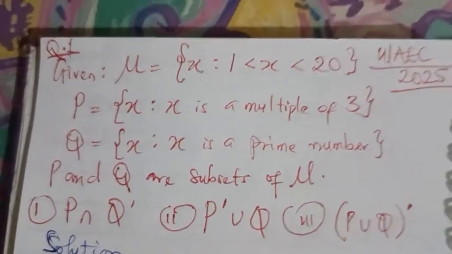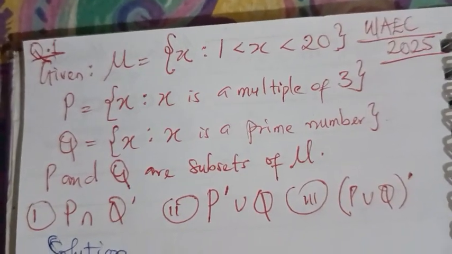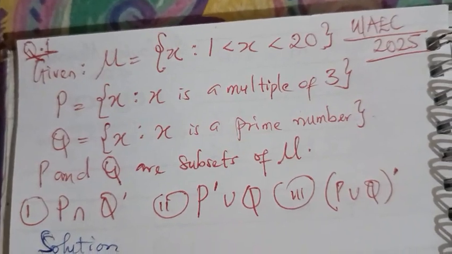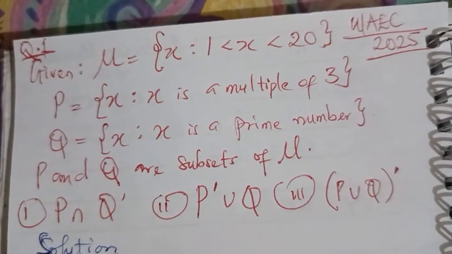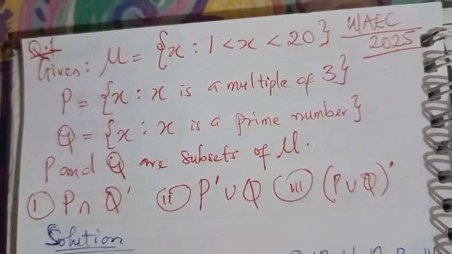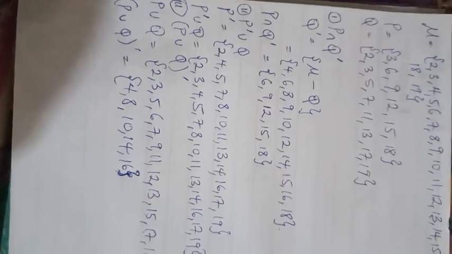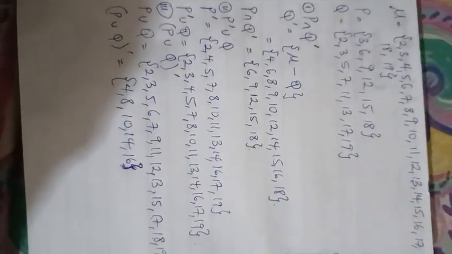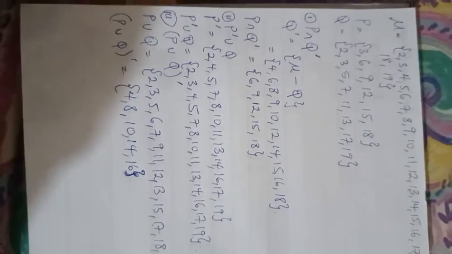So the first thing to do as a serious student is please write out the elements of each of the sets. Write out the elements of each set. It will help you solve and work faster. So as you can see from the beginning, I listed out all the elements of the universal set and then the subsets P and Q.